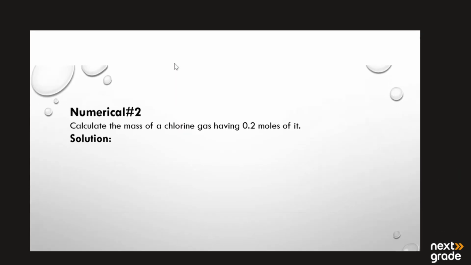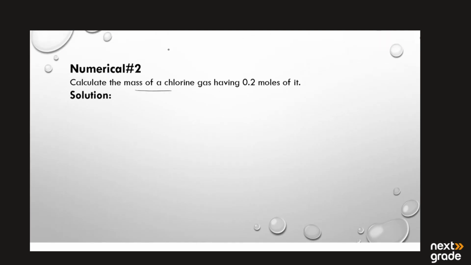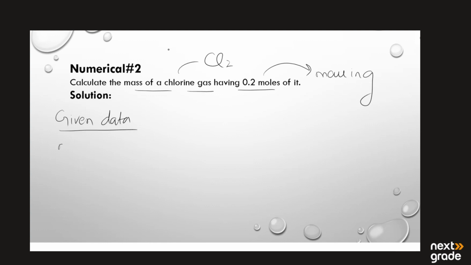So next we have numerical number 2. Calculate the mass of chlorine gas. Its formula is Cl2. It has 0.2 moles of it. Now the moles are given and we have to convert it into the mass in grams. So the given data we have: moles of chlorine, moles is equal to 0.2 moles.